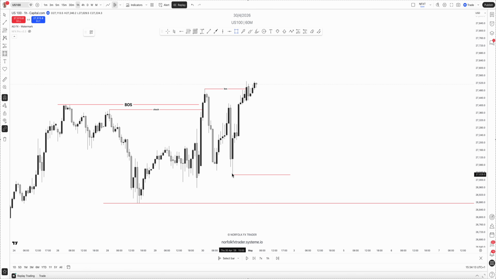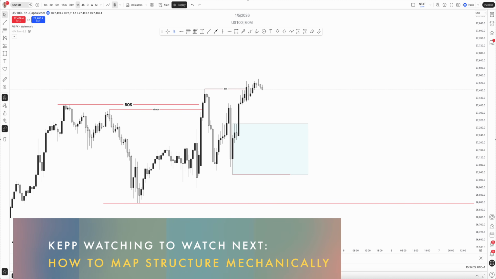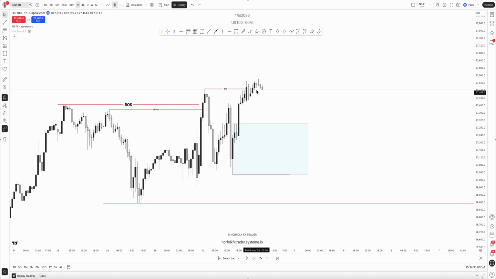Now we can look at our current area here of potential demand. I'll be waiting for a valid high to be created. Now, if you're not sure exactly how to map this structure, then do keep watching to the end of this video. You'll see the next video at the end will teach you how to map this structure. Just to show you, there's a valid high now being printed right here at this point.